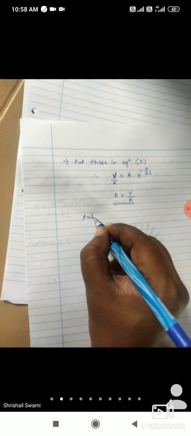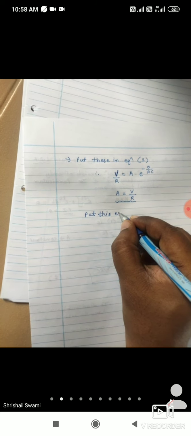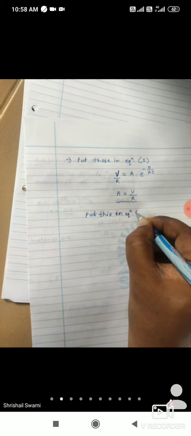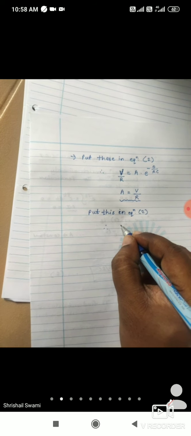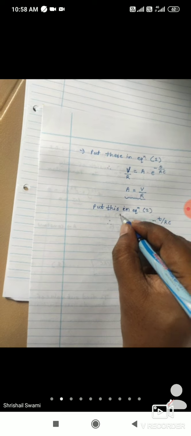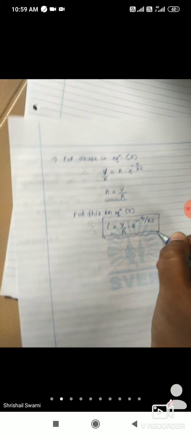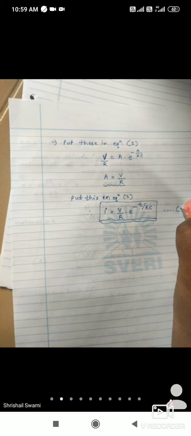So put again this in equation number 2, you will get the last equation. So we are getting I is equal to, A is replaced by V by R, into e raised to minus t divided by RC. So this will give the expression of the current passing through RC circuit, in which resistor and capacitor are connected in series.